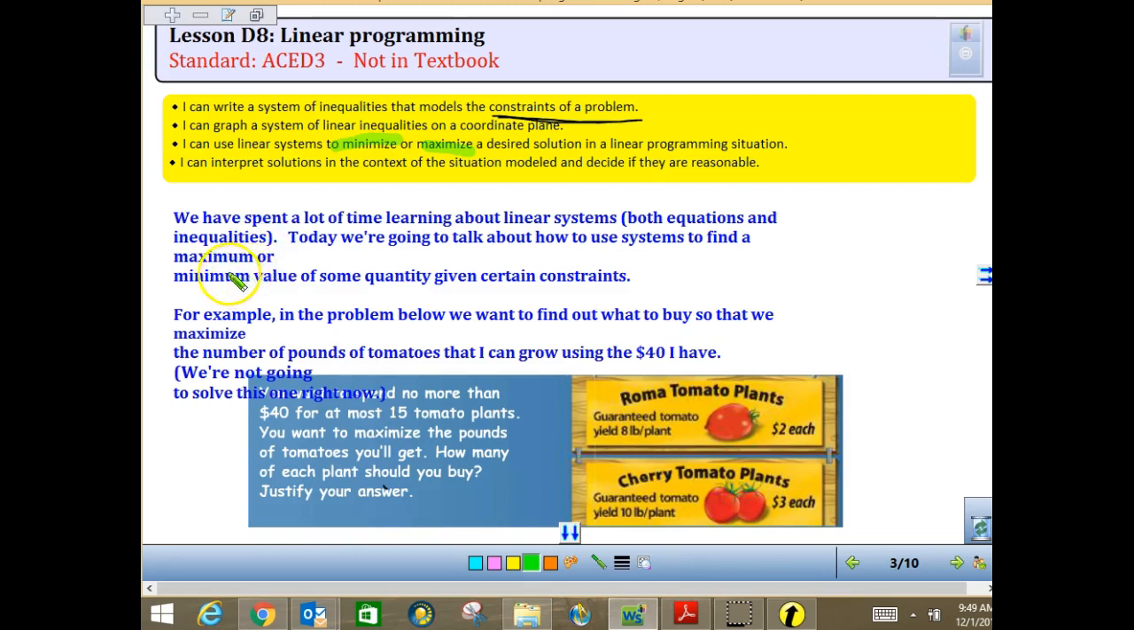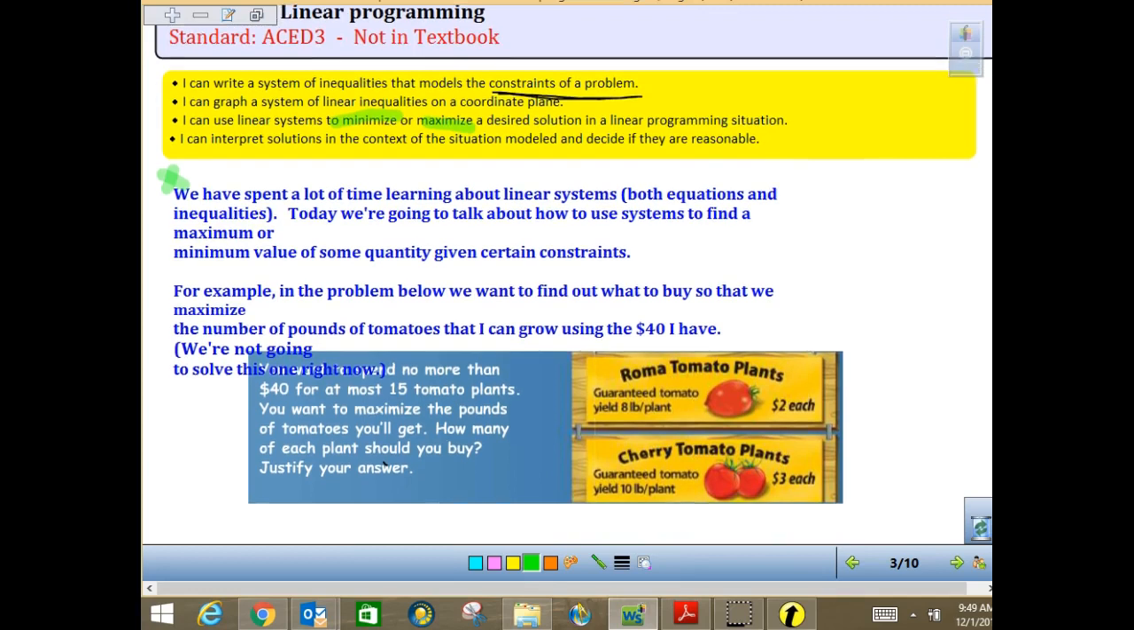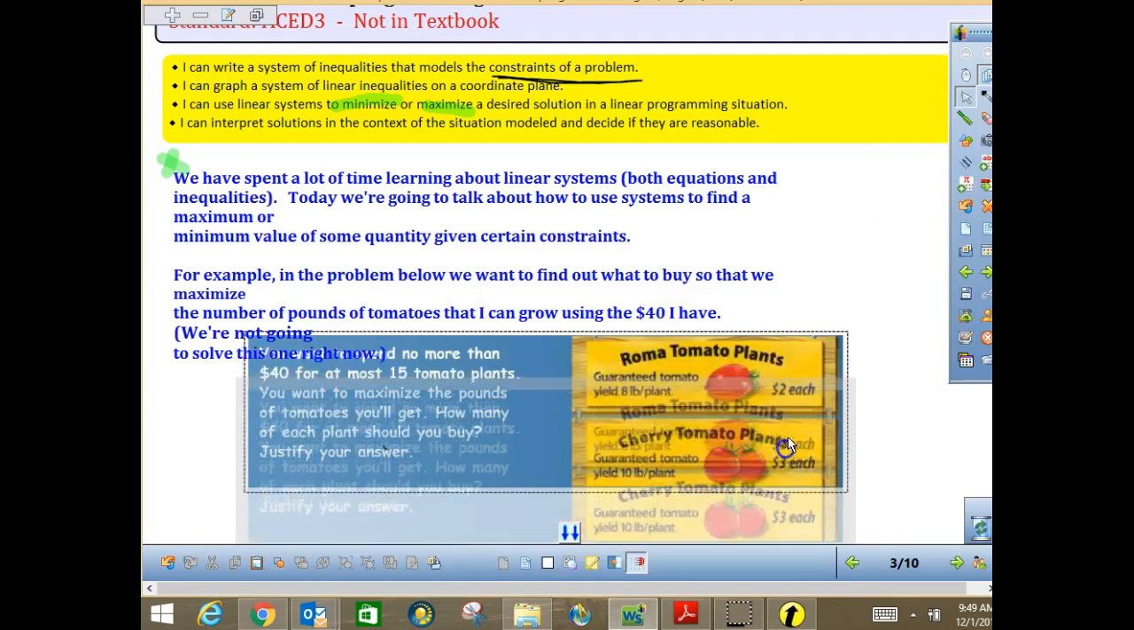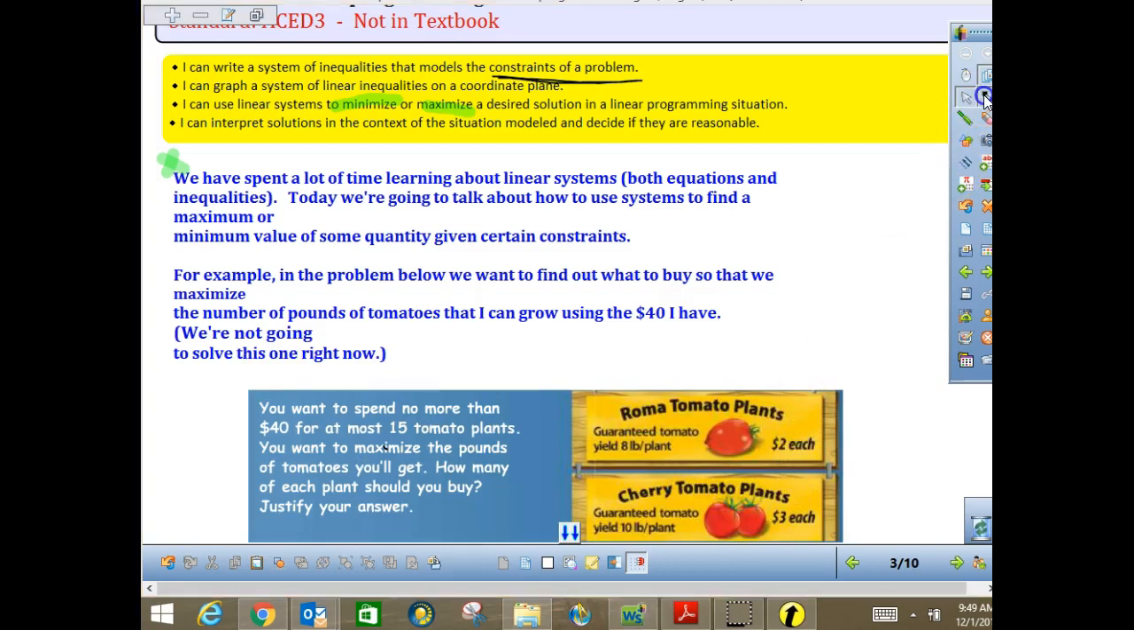If you would please read, Whitney, where it says we have. We have spent a lot of time learning about linear systems or comparing inequalities. Today we're going to talk about how to use systems to find maximum or minimum values of some quantity given certain constraints. For example, in the problem below, we want to find out what to buy so that we maximize the number of healthy tomatoes that I can grow using $40 an hour. We're not going to solve this one right now.